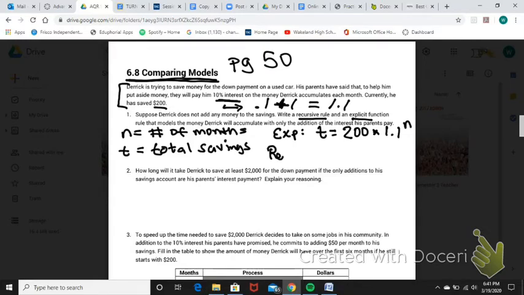Or I'm sorry, to the nth power. So let's get to the recursive rule. If you remember the recursive rule, it's two things that we need. We're going to have our starting point and then the function that it builds off of from there.